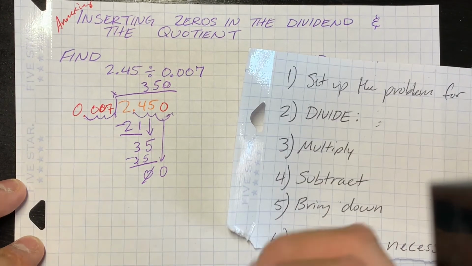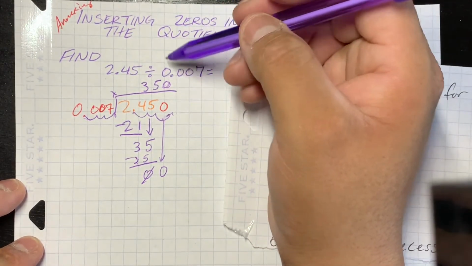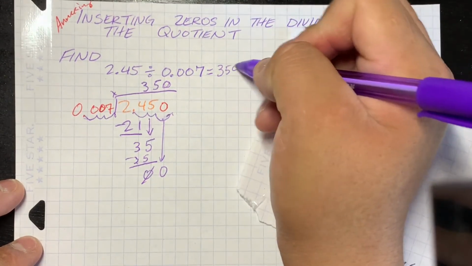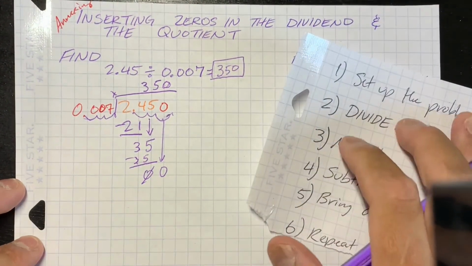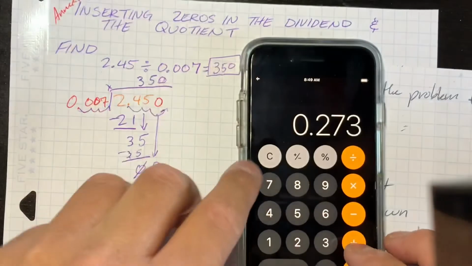All right, so let's check this. So we have 2 and 45 hundredths divided by 7 ten thousandths is going to equal 350. So let's check this. All right, let's clear this off.